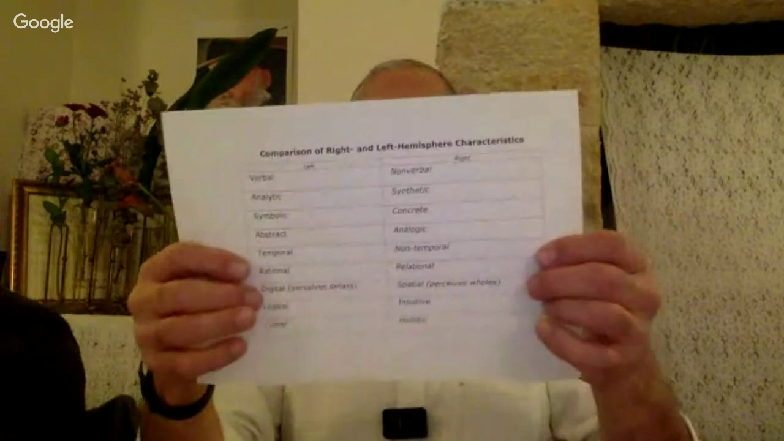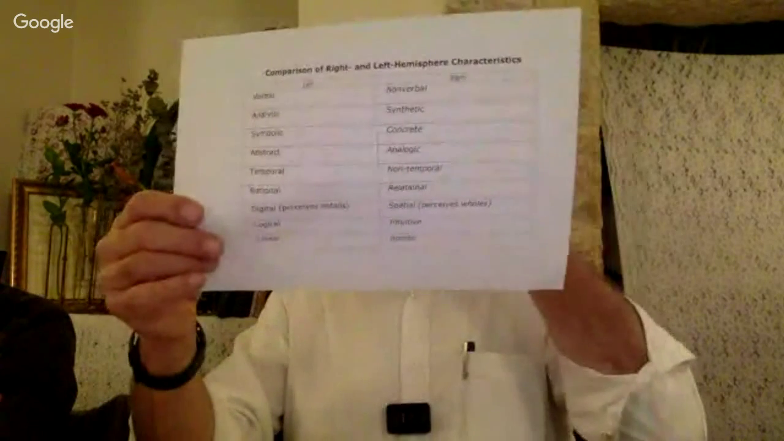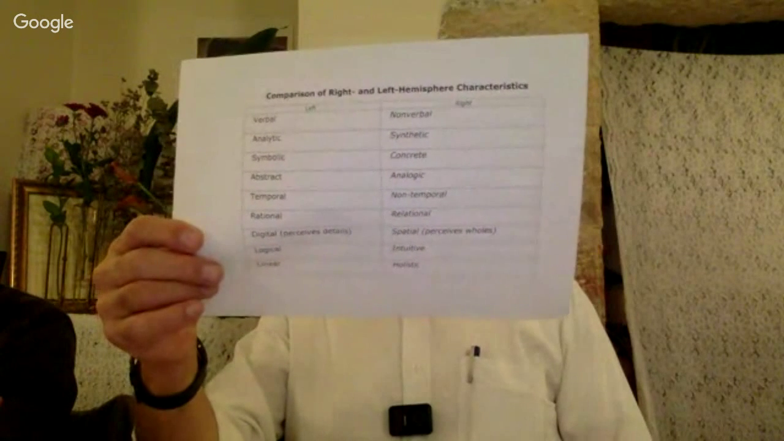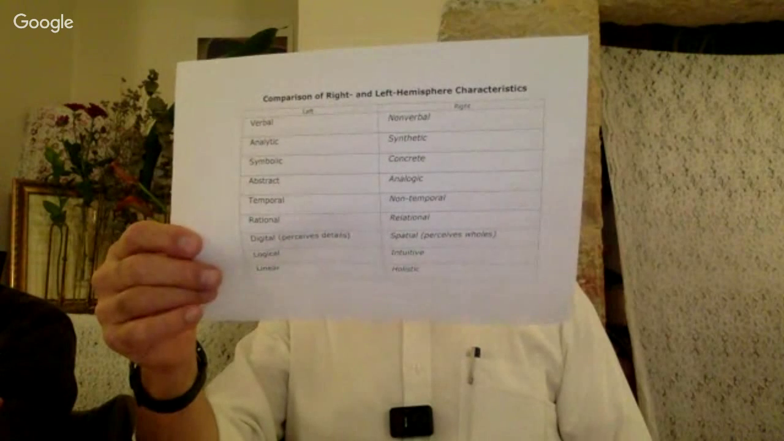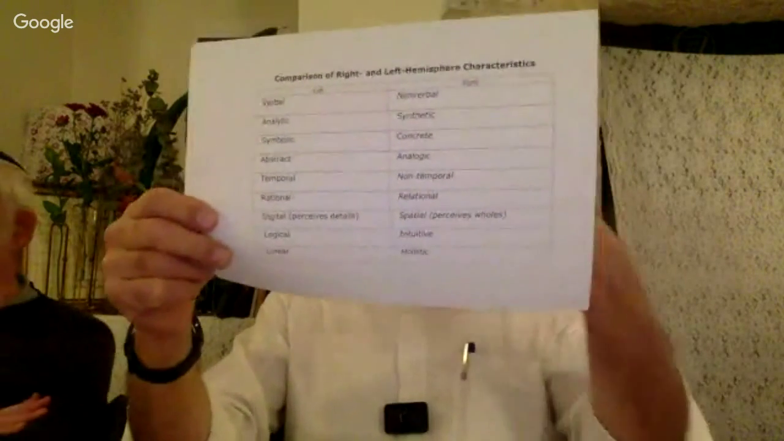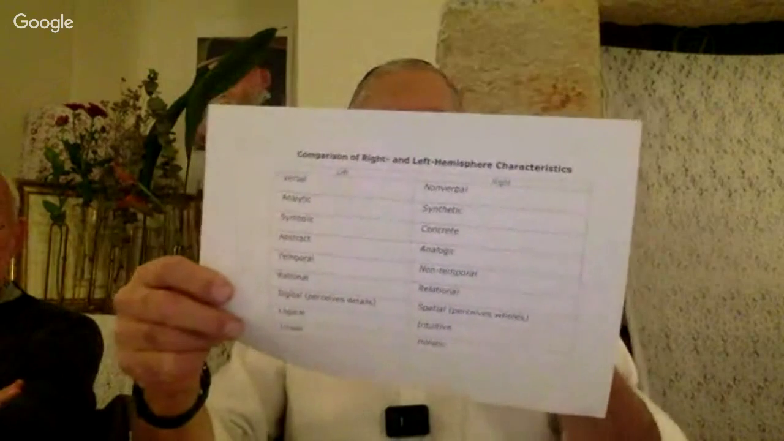So here what do we have now? It's temporal and non-temporal. The left brain is caught in time and the right brain is not. We have rational and relational. Digital and spatial. Logical, intuitive. Some of them make more obvious sense, and one is linear and one is holistic. So this is a chart from a book of how right brain and left brain have been mapped.